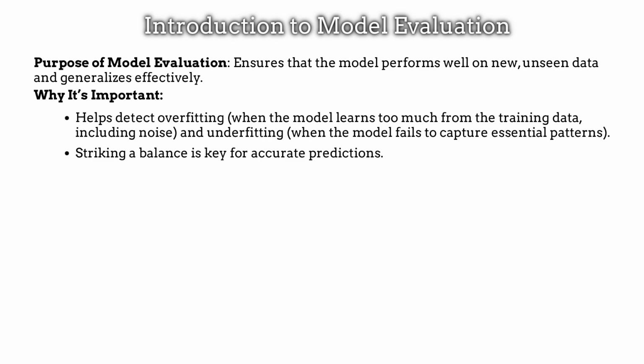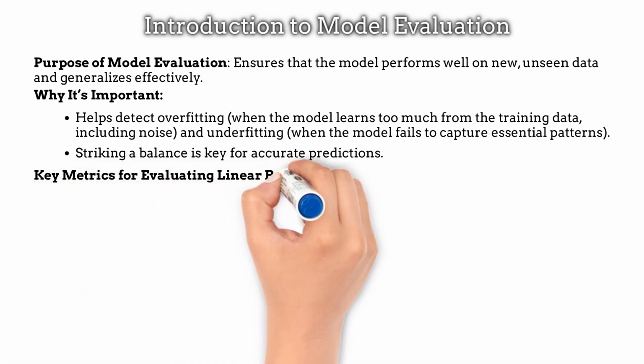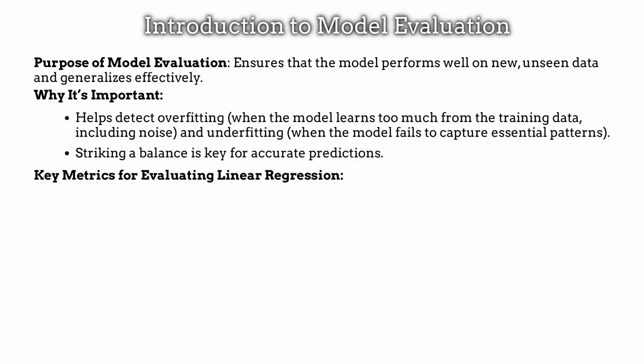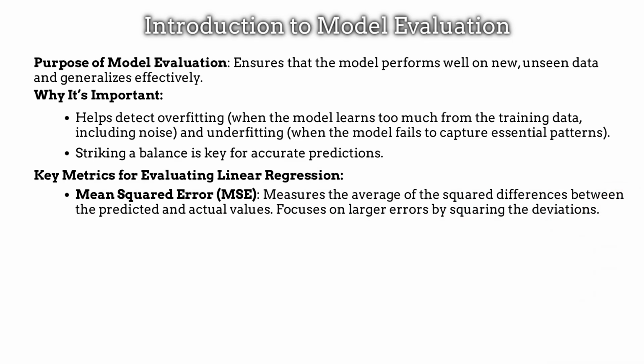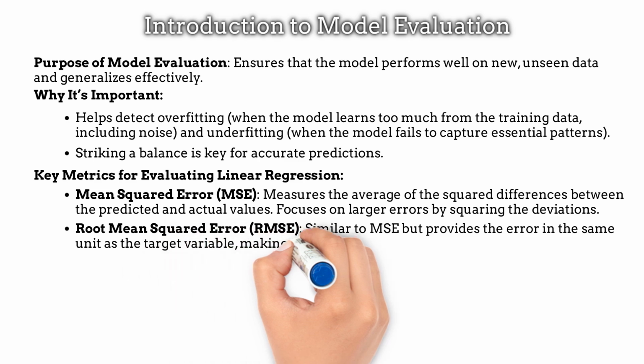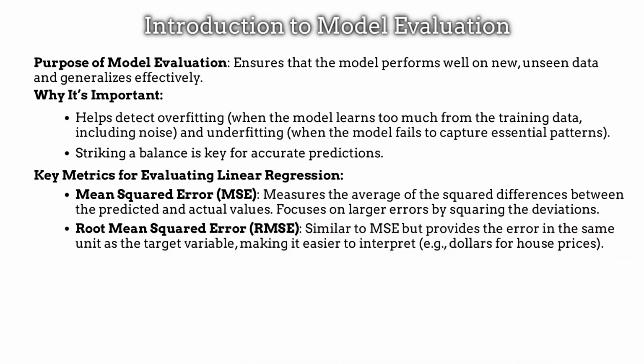When evaluating linear regression models, we focus on certain key metrics like mean squared error, MSE, root mean squared error, RMSE, and R squared. Each of these metrics gives us a different perspective on the model's performance. MSE measures the average of the squared errors, or differences between the predicted values and the actual values. Squaring the errors ensures that larger errors are given more weight, helping us focus on significant deviations. RMSE provides the error in the same units as the target variable, making it easier to interpret in real-world terms.